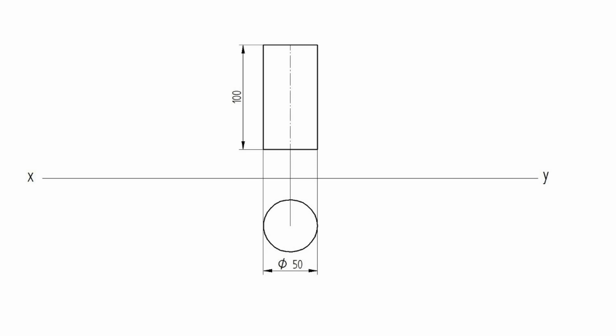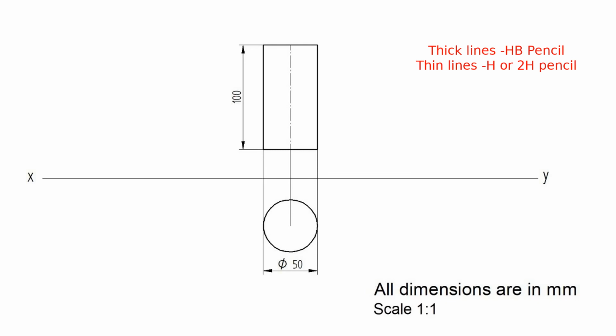Instead of writing the unit in all places, you can write "all dimensions are in mm" in the bottom right corner. You can also specify the scale. If your projection measures the exact dimensions you have written down, then the scale is 1:1. Okay, that's it. We have completed drawing an orthographic multi-view projection of a solid in simple position.